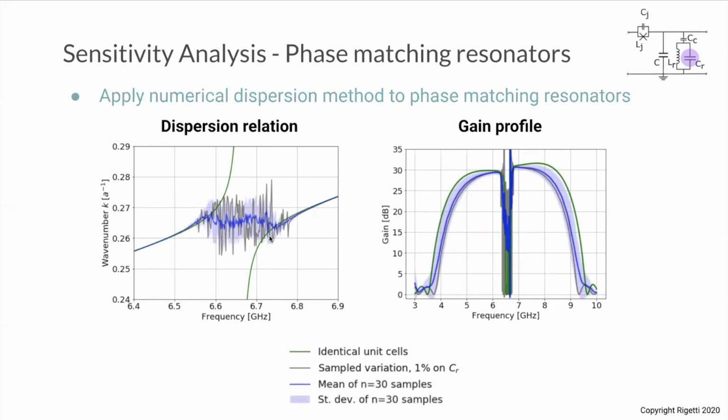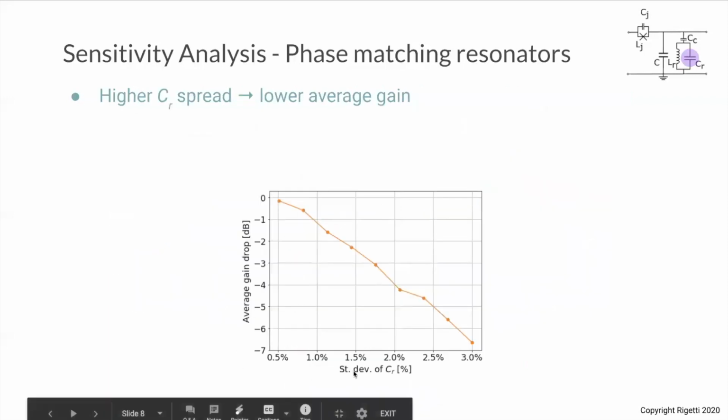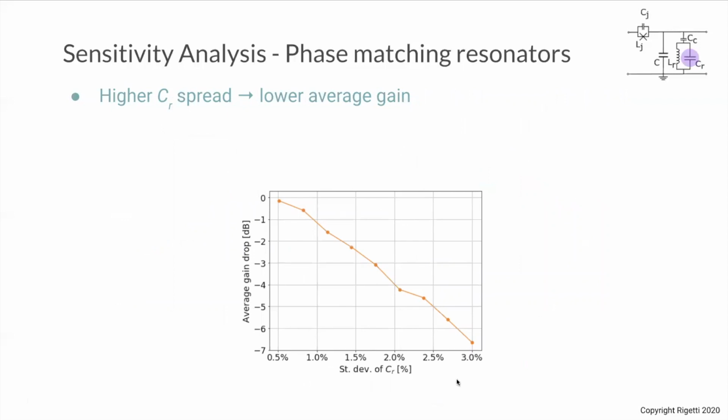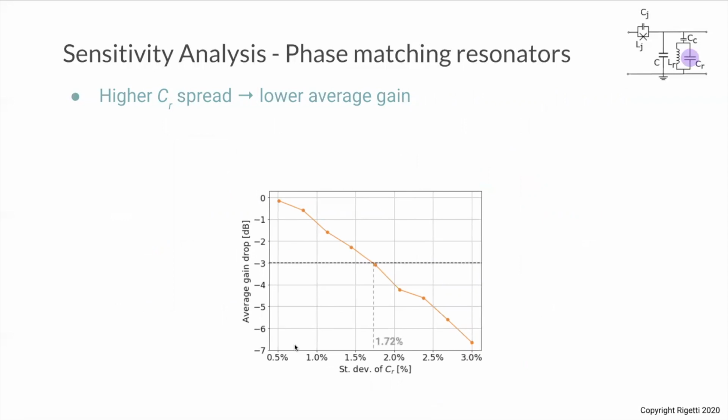So we can repeat this many times, in this case 30 times, and dark blue represents our mean curves, and the light blue ribbons around it are the standard deviations. Using this model, we can see that as we increase the spread in CR, our gain drops monotonically. And if we denote a -3 dB threshold, our tolerance with respect to that is 1.7%.